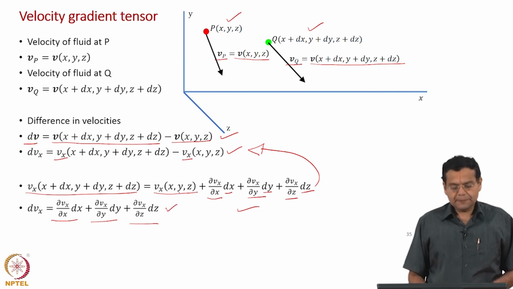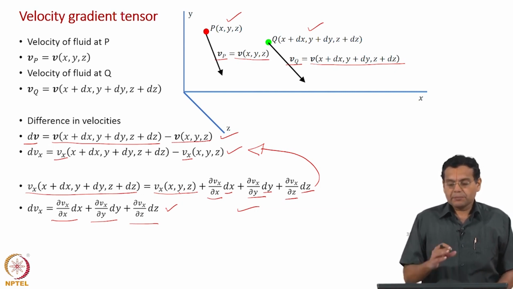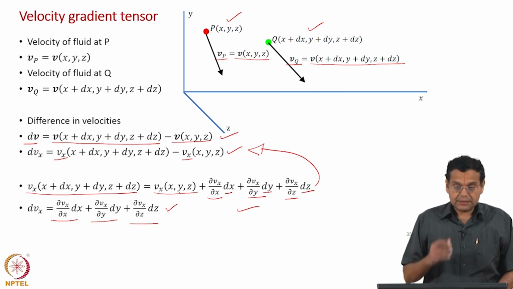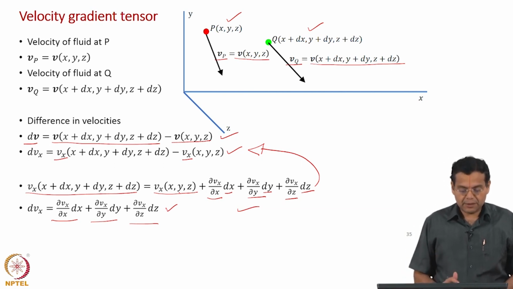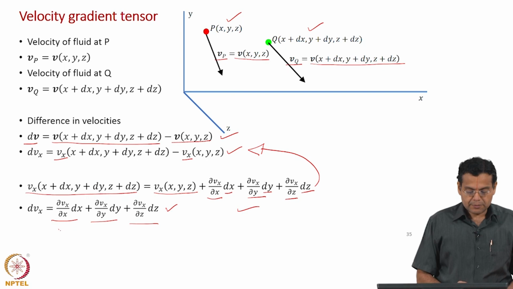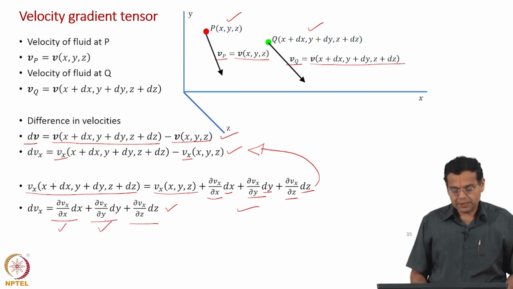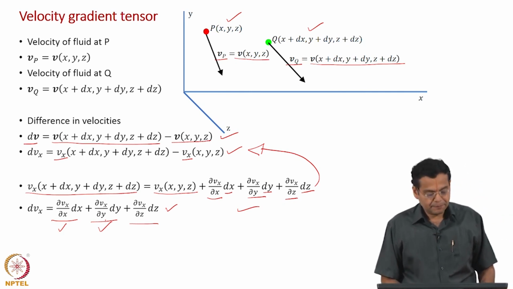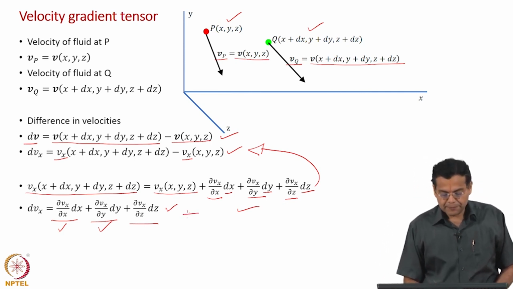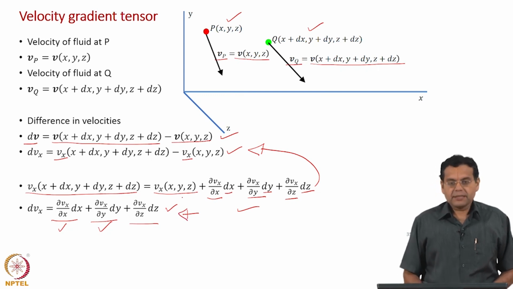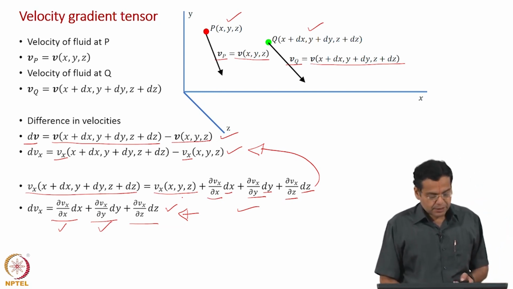Okay. So, what this tells you is dVx is the total difference in x component of velocity between the 2 points, expressed in terms of the partial derivatives dou Vx by dou x, dou Vx by dou y, dou Vx by dou z. Another way of looking at it is expressing a total derivative in terms of partial derivatives, two ways of looking at it.